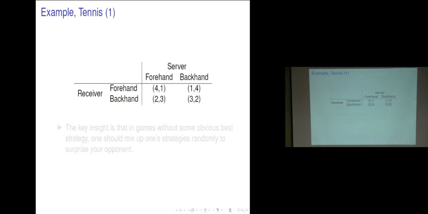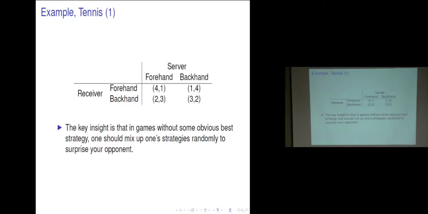If the server serves to the forehand of the receiver and the receiver predicted it, then the receiver has an advantage. So he will get payoff 4, and the server will have payoff 1. Now suppose the server serves to the backhand side of the receiver, but the receiver is ill-prepared. She thought this was the forehand, and then the server will have the advantage. So the server will get 4 and the receiver gets 1. The same holds for the second row.